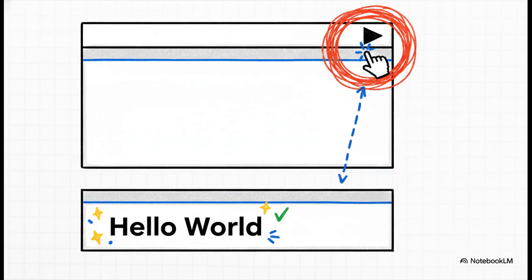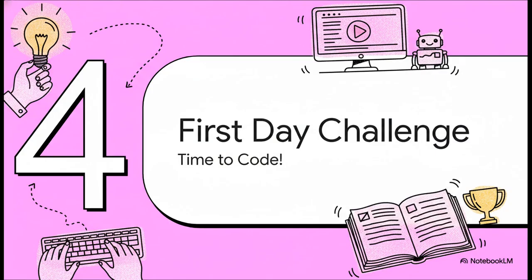Now for the big payoff. To make it run, look for that little play button up in the top right corner of VS Code. Go ahead and click it. You should see the words Hello World pop up at the bottom of your screen. And just like that, you've officially given your computer a command and it listened. Congratulations. Awesome job. You've run your first program. But you know, the best way to really learn this stuff is by doing it yourself. So it's time to switch from watching to actually getting your hands dirty with your very first challenge.